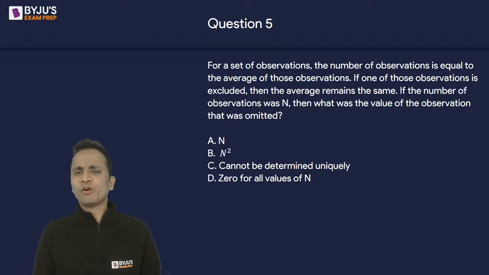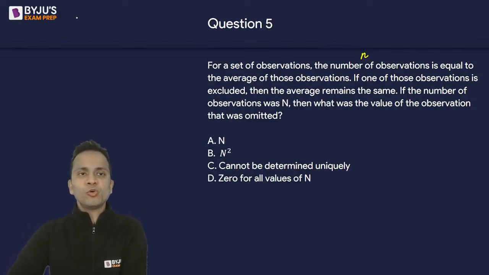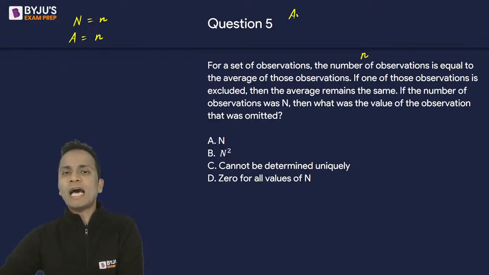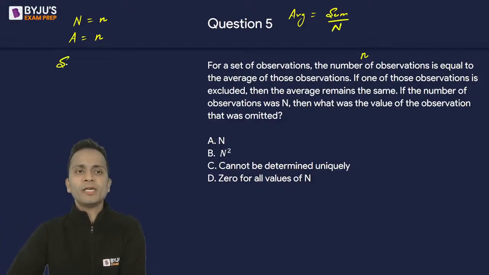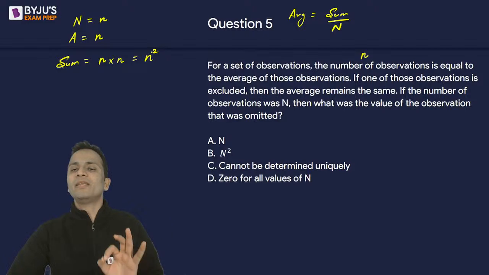So I'll give you a very simple, straightforward method by making equations, by making some relations. So for a set of observations, the number of observations, let's say it is n. Now, this number of observations is equal to the average of those observations. So number of observations is n, and average of observations is also the same. So what will be the sum? We know that average is equal to sum divided by the number of terms. So here the sum of these terms will be average into the number of terms. Now average here is n and the number of terms is also n. So the sum of all these terms will be n squared.